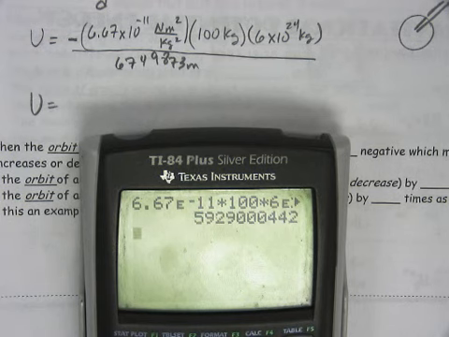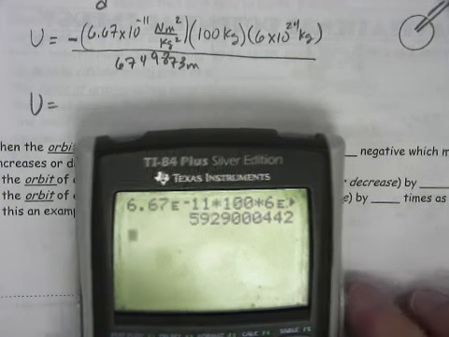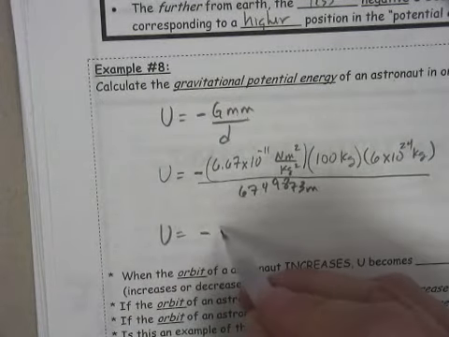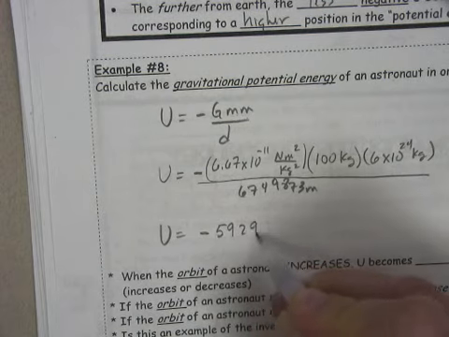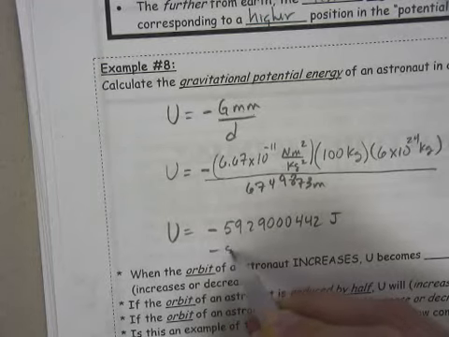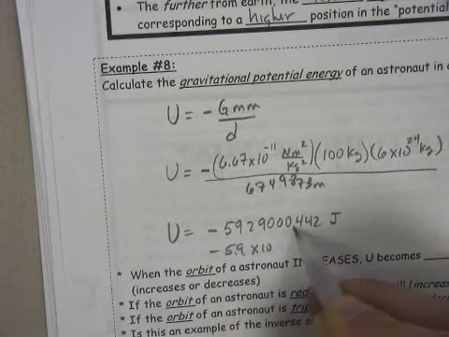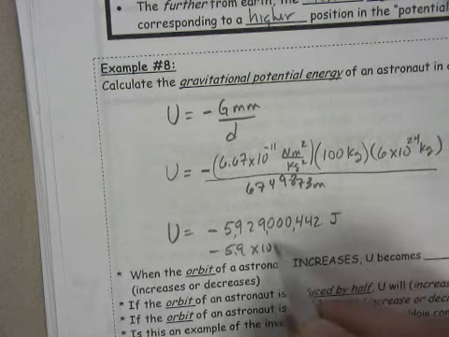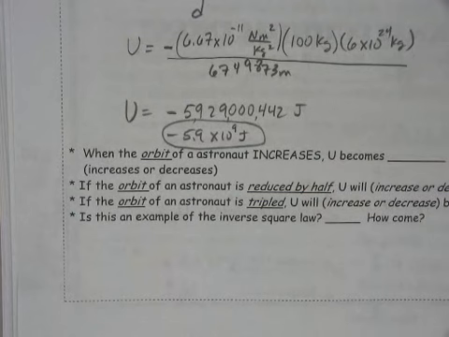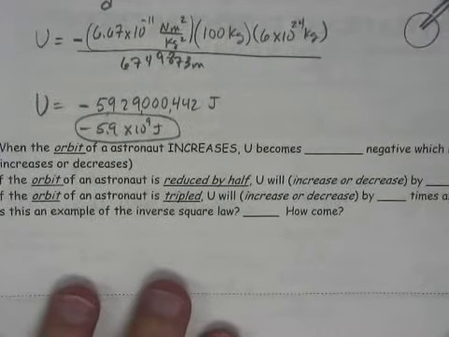That's the number of joules that this astronaut will have when out in space. This is his gravitational potential energy. So it'll be negative 592,900,442 joules. In scientific notation, 5.9 times 10 to the 9th, so nine zeros, joules. And I got to remember to make that negative, because we're on this side of the reference level.